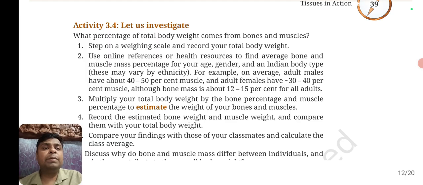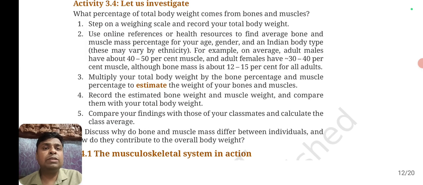Let's investigate what percentage of total body weight comes out to be bones and muscles. So step on a weighing machine, record your weight. Online references are there related to your percentage of muscles, related to your age, gender, body type, Indian body type. So normally adult males have 40 to 50% muscles and females have 30 to 40% muscles. So bone mass is only 12 to 15%. Multiply by your total weight and find out the mass of your bones and muscles. You can do this activity.